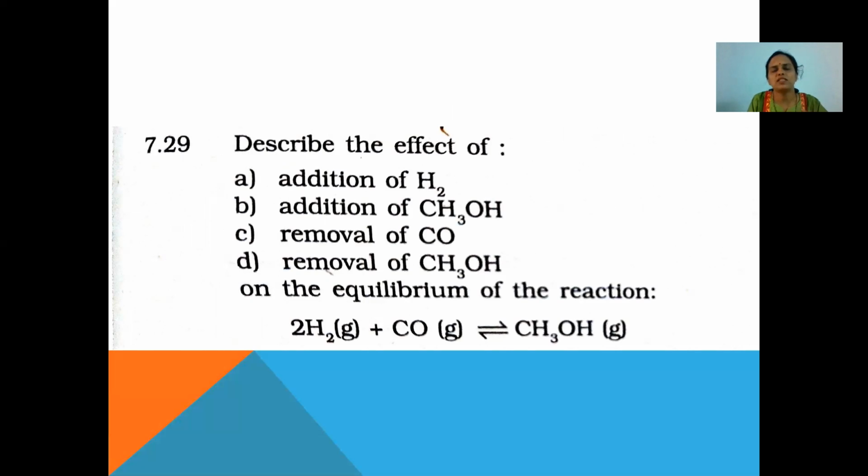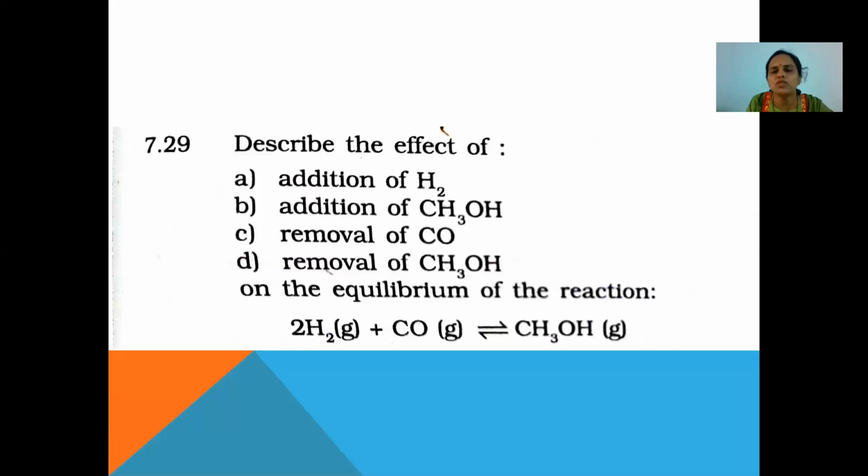Next, we'll see: describe the effect of addition of hydrogen, addition of CH3OH, removal of CO and removal of CH3OH on the equilibrium of the reaction. And the reaction is 2H2 plus CO gives CH3OH. This is your equation. So the first part of the question, you need to describe the effect of addition of hydrogen. So it is the effect of concentration. If I add more hydrogen, the reaction proceeds in the forward direction. So on addition of hydrogen, the reaction goes in the forward direction.